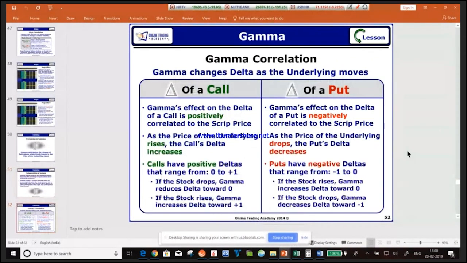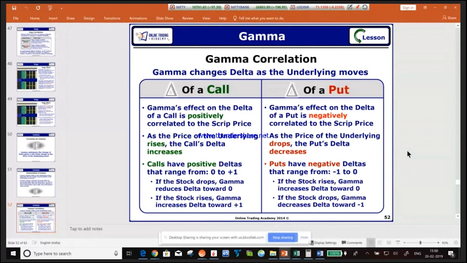Now gamma changes delta as the underlying moves. Gamma's effect on the delta of a call is positively correlated to the script price. Gamma's effect on the delta of a put is negatively correlated to the script price. As the price of the underlying rises, the call's delta will increase. Calls have positive deltas ranging from 0 to +1. If the stock drops, delta reduces. Gamma reduces delta towards 0. If the stock rises, gamma increases delta towards +1.